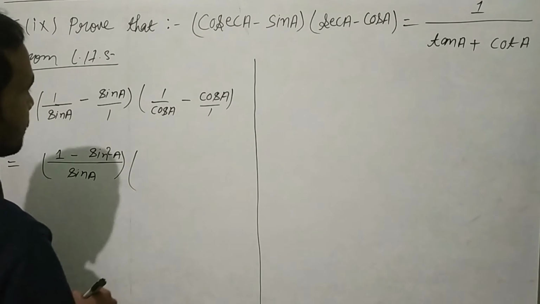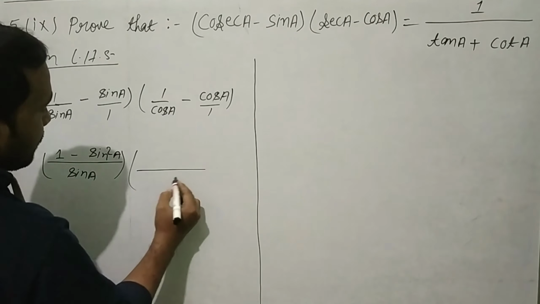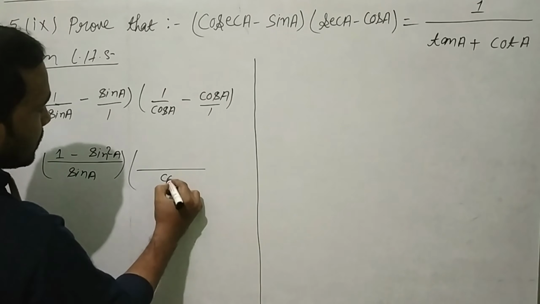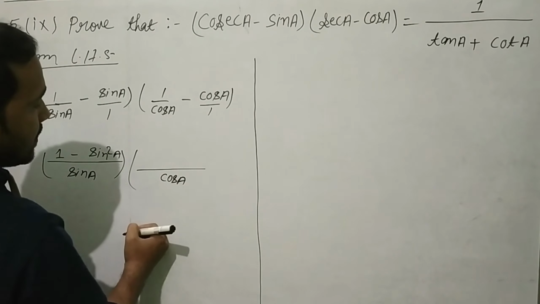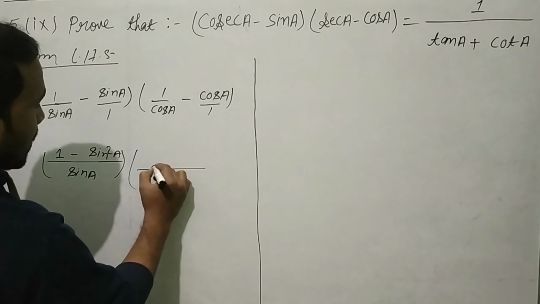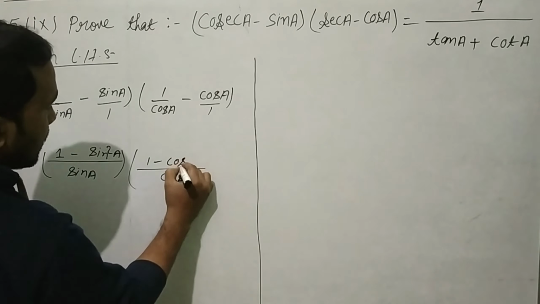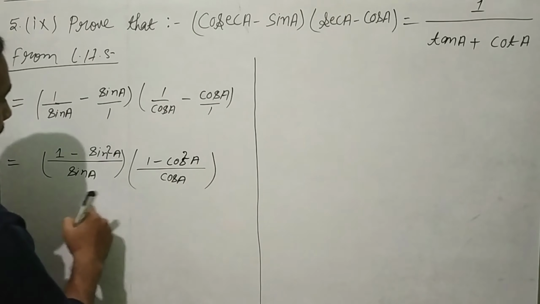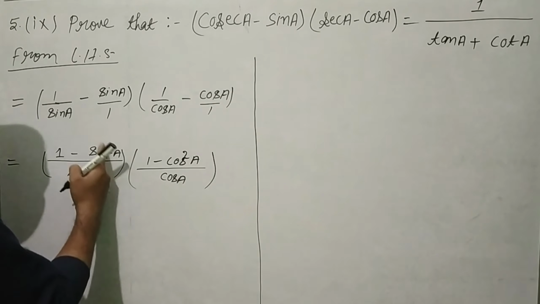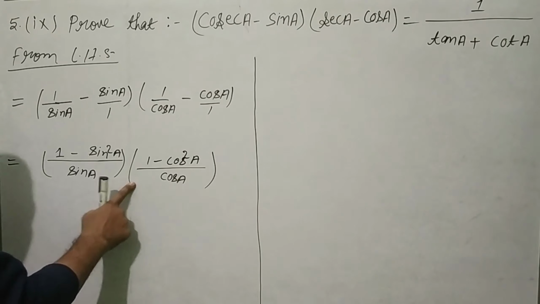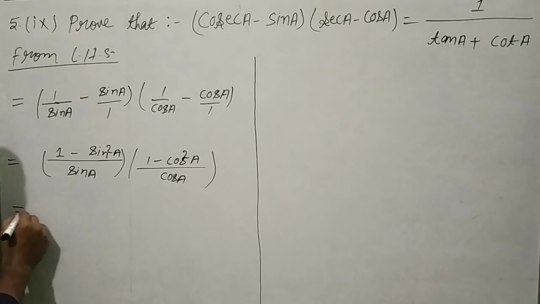Now you have to do the same thing. Find the LCM of cos A and 1. It is what? Cos A. Now 1 minus cos square A. Apply the same rule in this according to this. It's not too hard. Think of this.